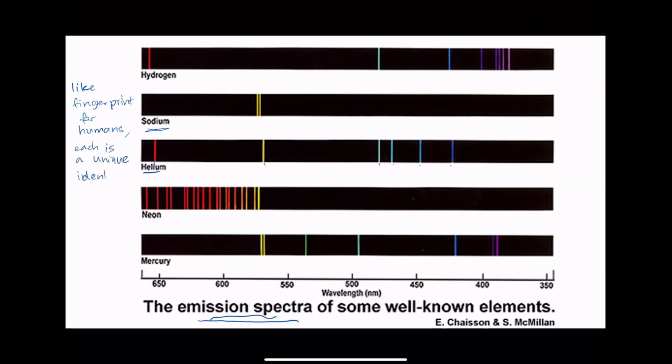So it can be used to identify any individual human. Well, the line emission spectrum can be used to identify elements. And this is by the colors of the light that is emitted.